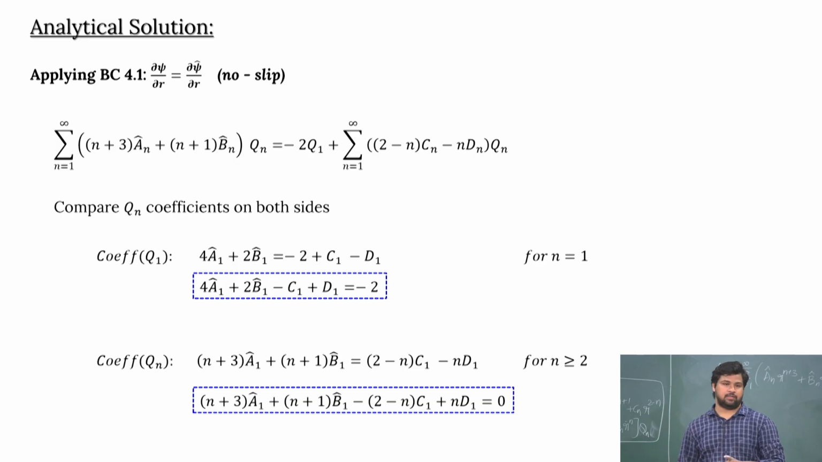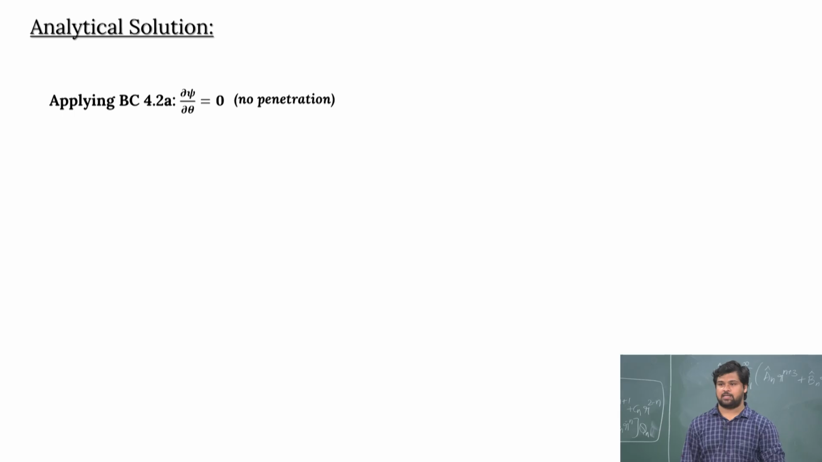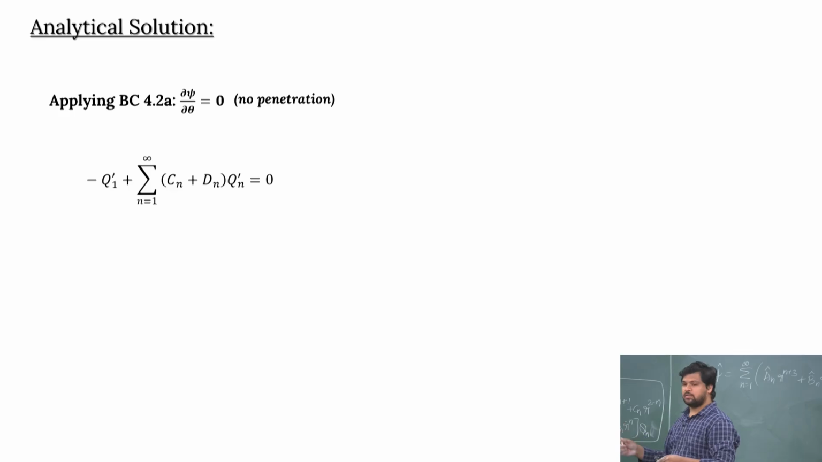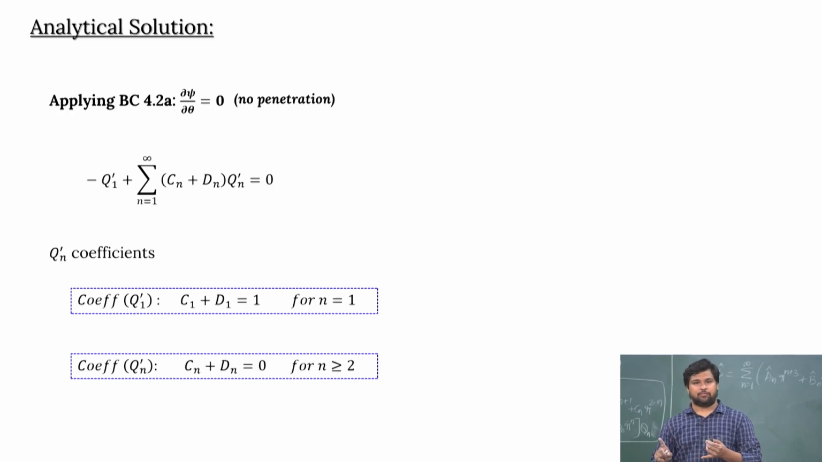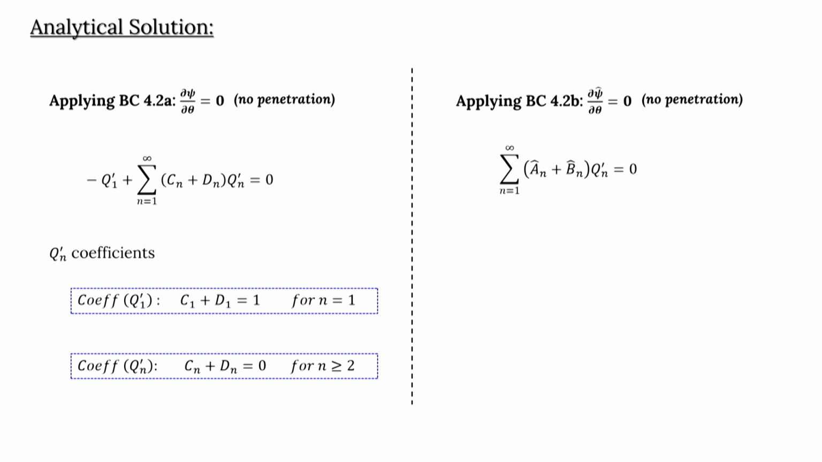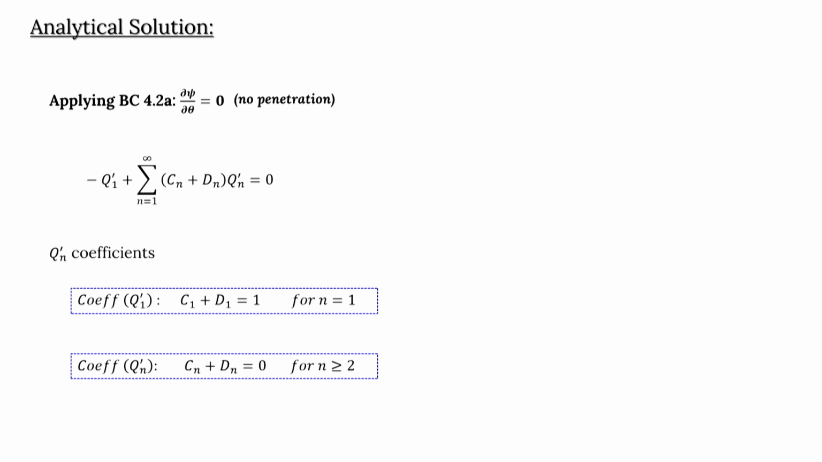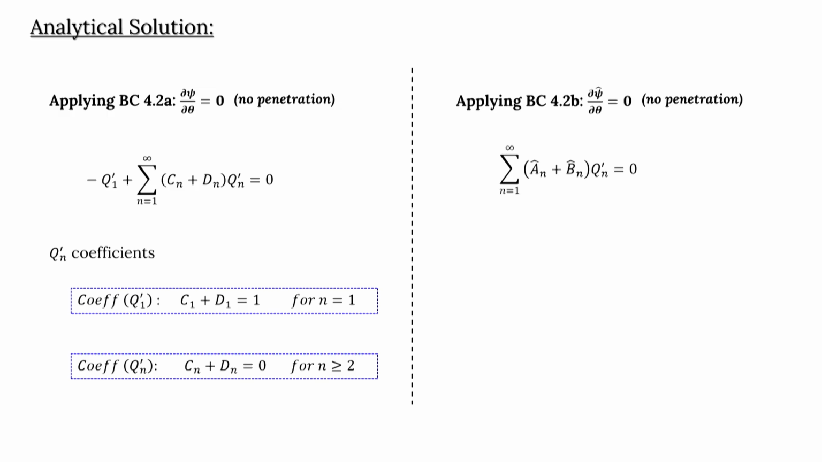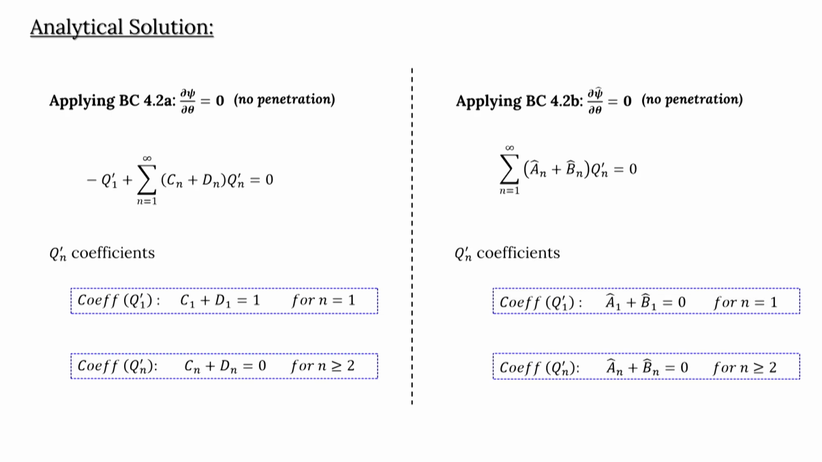Now we will apply the no penetration condition. If you apply it, you will get this form. Same approach here, I am taking q1 dash coefficients and qn dash coefficients. So these are the coefficients for q1 dash and qn dash. Similarly, for the other boundary, because Vr equal to 0 for both inside fluid and outside fluid, if you apply it, you will get this set of equations.